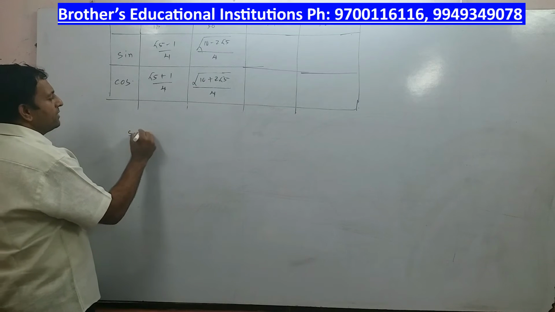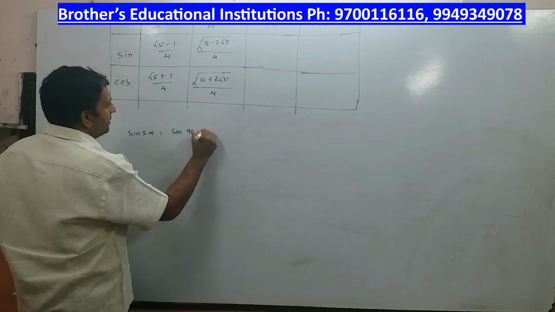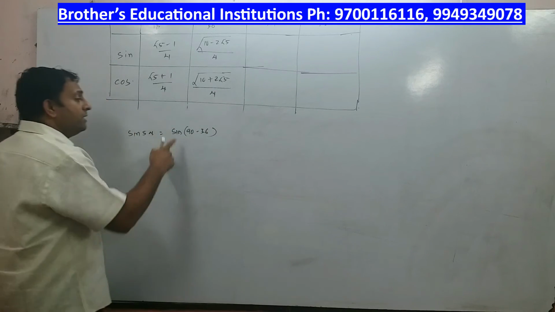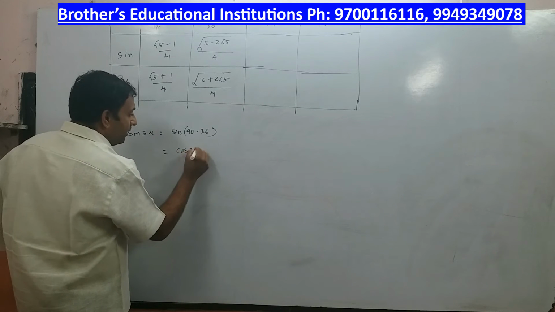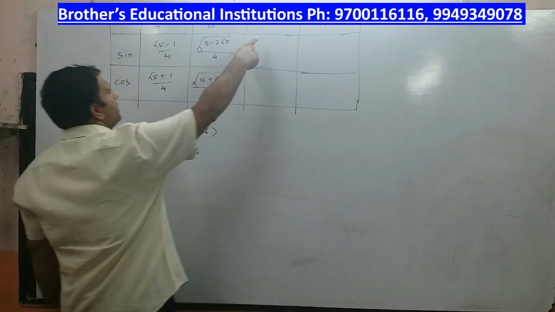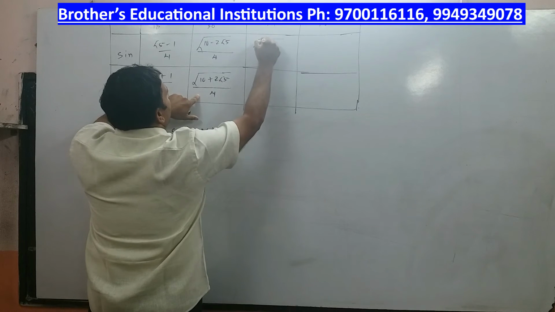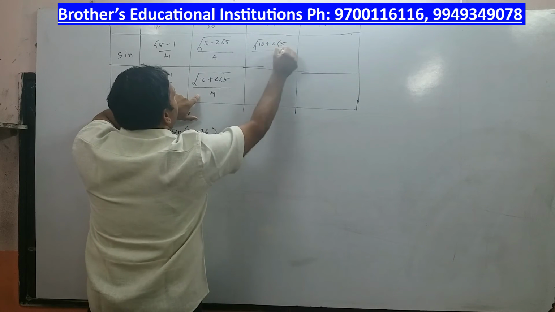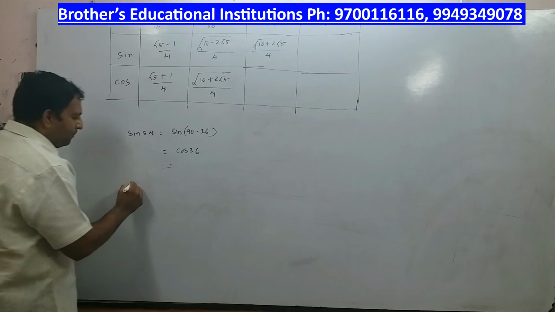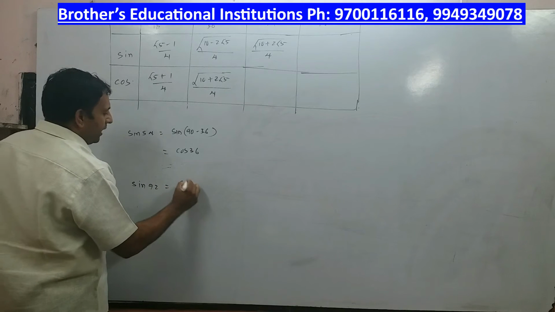Suppose I want to find the value of sine 54. Now sine 54 can be written as sine of 90 minus 36. 90 minus 36 is 54. Let us recall the 90 minus theta table. Sine 90 minus theta is equal to cos theta. So sine 54 value is nothing but cos 36 value. So wherever I want sine 54, it is nothing but cos 36. So this value will come here: under root of 10 plus 2 root 5 by 4. Remember, this 4 is not having root. Numerator is having root.